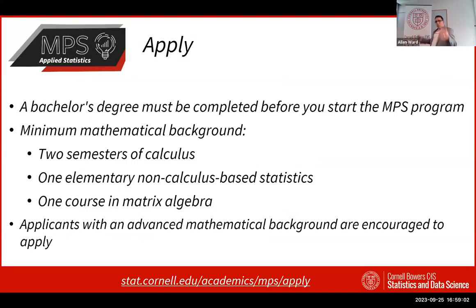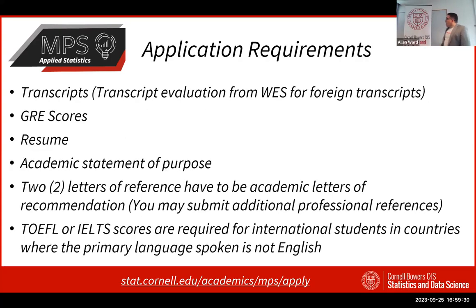So I'll go through how you apply. It's all on the website, but once you complete your bachelor's degree, you can apply for the program. We also have some minimum requirements when it comes to mathematical backgrounds: 2 semesters of calculus, 1 elementary non-calculus based statistics, 1 course in matrix algebra. And of course, we always open the floor up to any advanced mathematical degrees; they are encouraged to apply. That's anyone in the room or online.